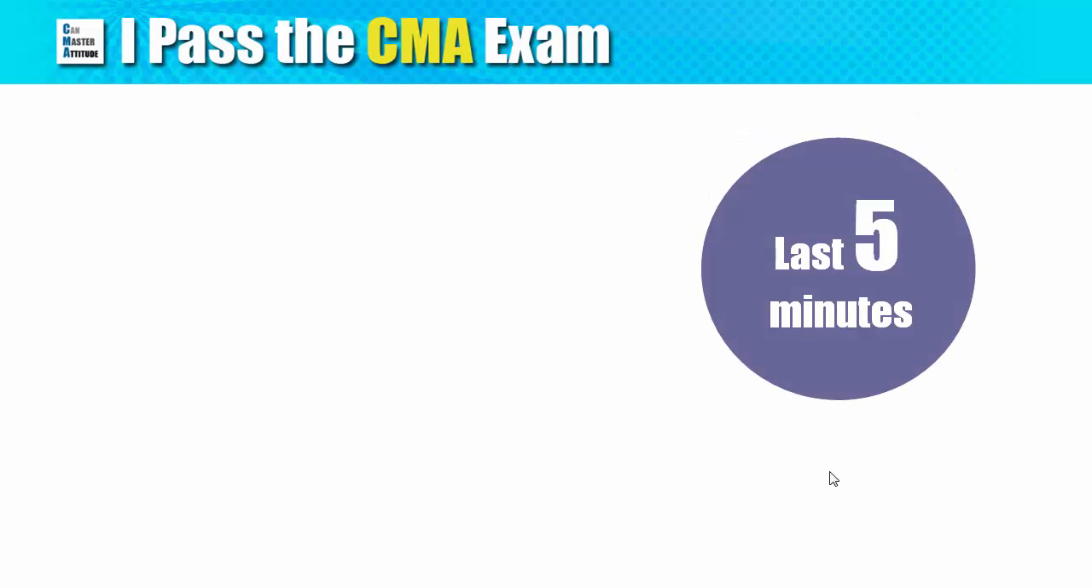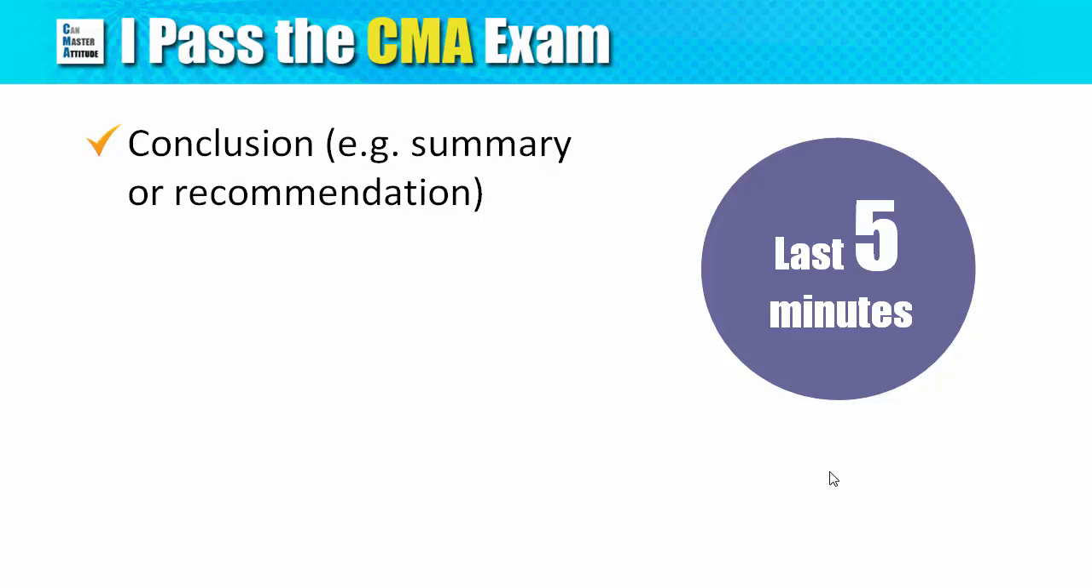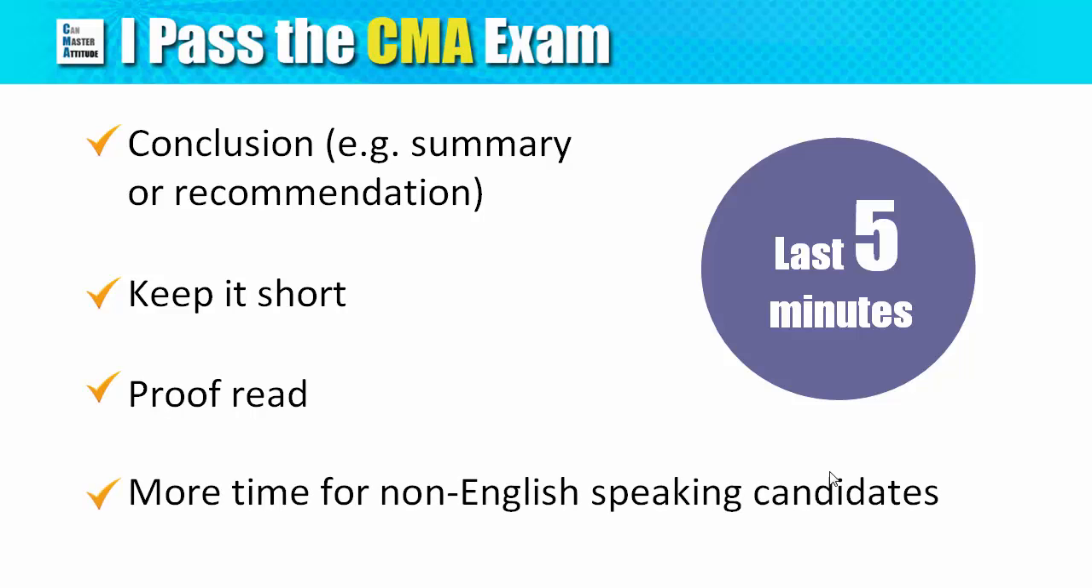The last 5 minutes. A good piece of business writing requires a concluding paragraph at the end. It can be in the form of a summary or a recommendation. Remember what has been asked here. In our example, we need to make a recommendation, so make sure you pick one costing methodology and explain the reason. Similar to the introduction, the conclusion can be short. Once you are done, proofread the entire piece of writing. If English is not your first language, you may want to allocate 10 minutes instead of 5 for writing the conclusion and for the proofreading.